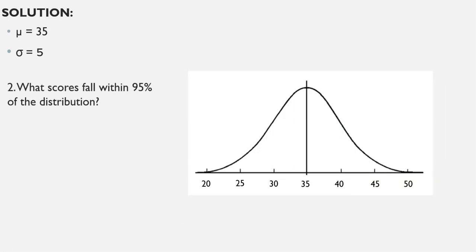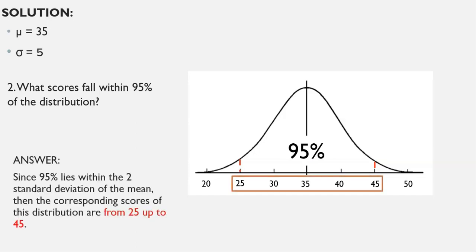Now let's have question number 2. What scores fall within 95% of the distribution? So if we still remember the empirical rule, 95% of the distribution represents the data that are within the second standard deviation from the mean. So we have here 25 to 45, that is 95% of the data. So our answer would be, since 95% lies within the 2 standard deviations of the mean, then the corresponding scores of this distribution are from 25 up to 45.